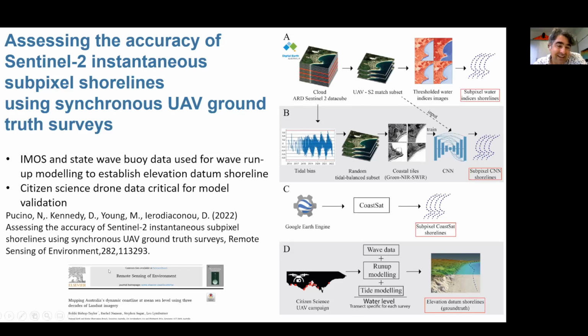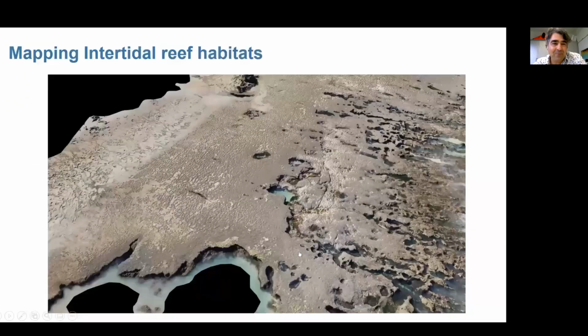And it's great to see groups like Geoscience Australia, in this case Robbie Bishop's paper, taking up this citizen science data to validate some of the approaches that they're using as well for national product generation.